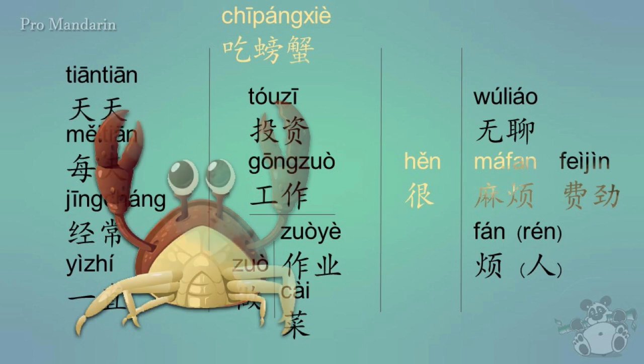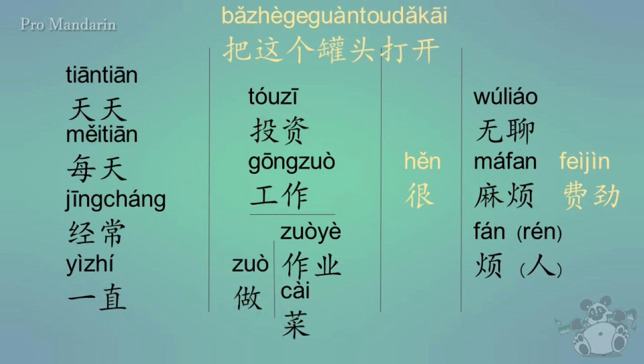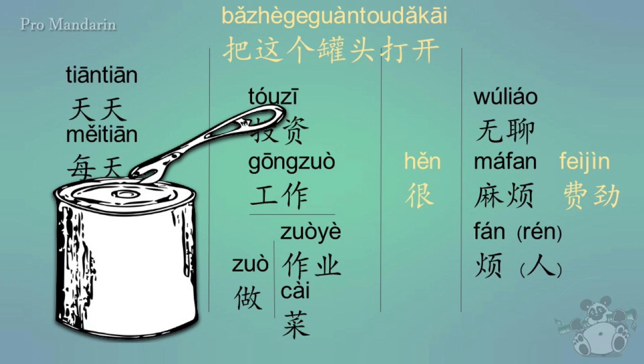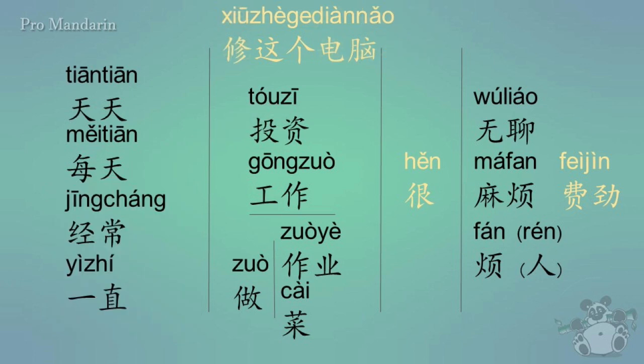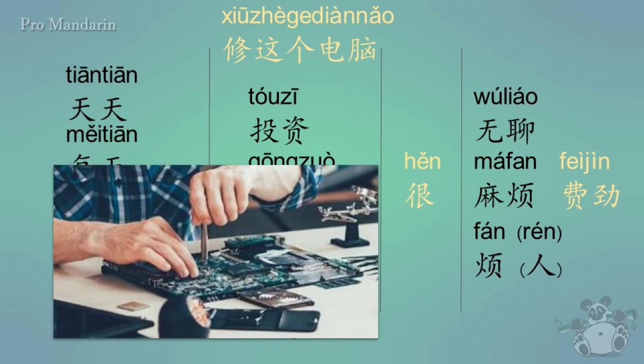So the next one is 把这个罐头打开很费劲. So the way I would translate this is take this can and open it is very strenuous, or is a waste of energy. So it's really hard to do, right? I'm having a hard time. I'm having a difficult time here. That kind of a thing. And then the last one would be 修这个电脑很费劲. So 修这个电脑 would be to fix this computer, or fixing this computer is a waste of energy, or it's really hard to do.